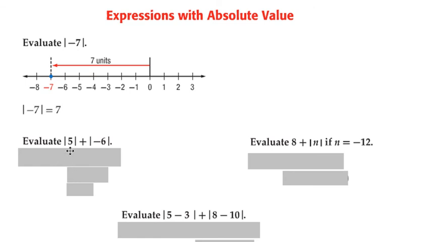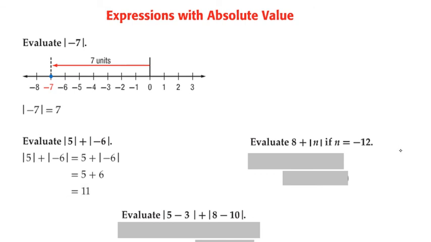Evaluate the absolute value of 5 plus the absolute value of negative 6. Well, to evaluate this one, how far away from 0 is 5? It is 5 units away. How far away from 0 is negative 6? It is 6 units away, so the absolute value of each of those added together gives us 11.